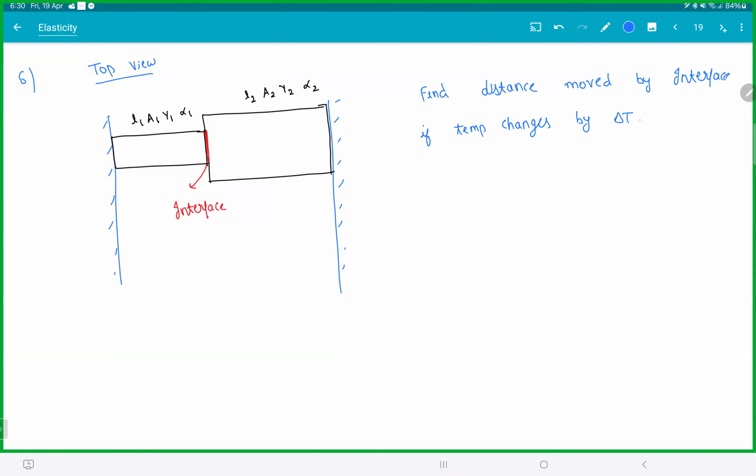A simpler question will be like this. When the temperature increases, which of the following options are right? The left rod and the right rod both are compressed. The left rod is compressed, the right rod elongates. The left rod elongates, the right rod elongates. This elongates, this compresses. So there will be four options. That would be an easy version of this.